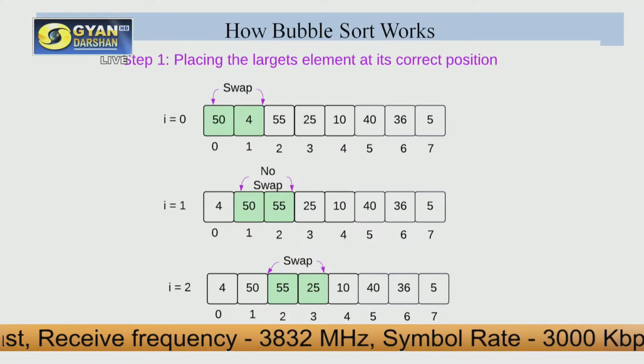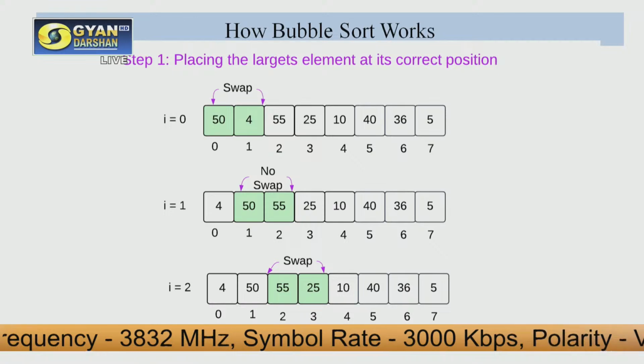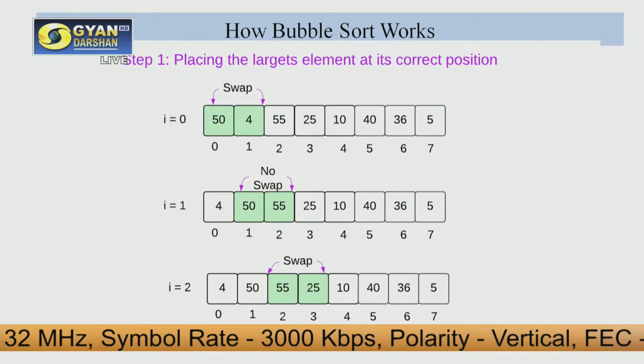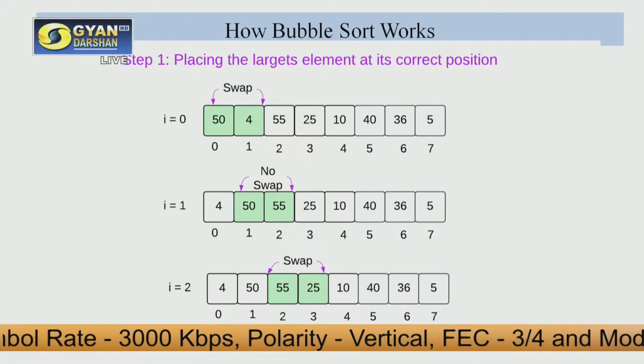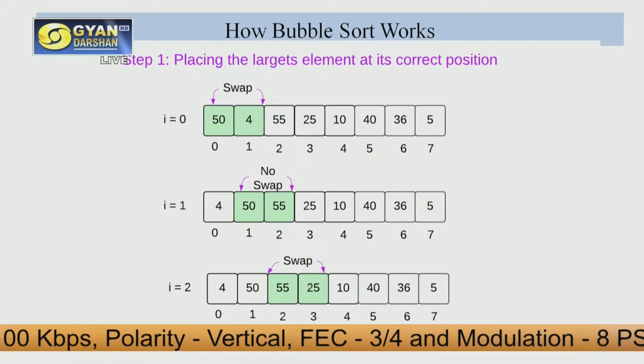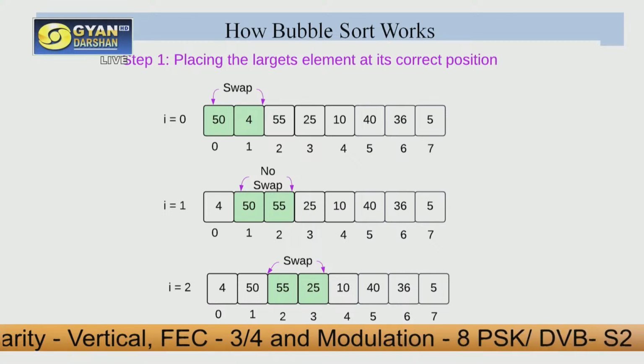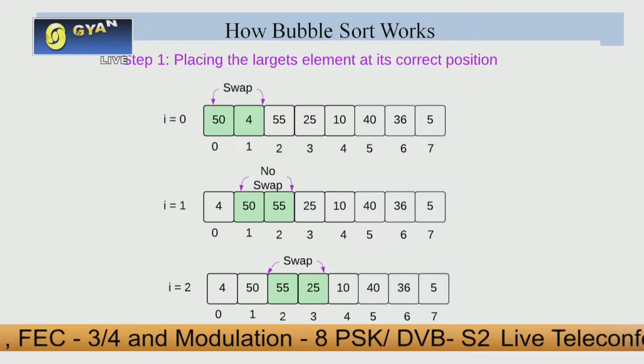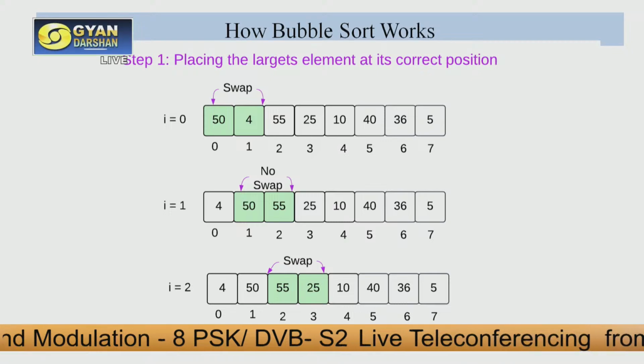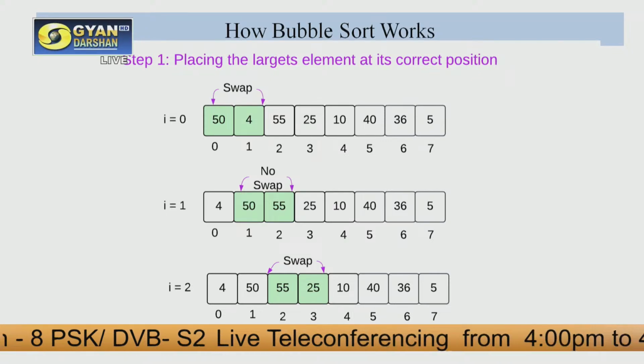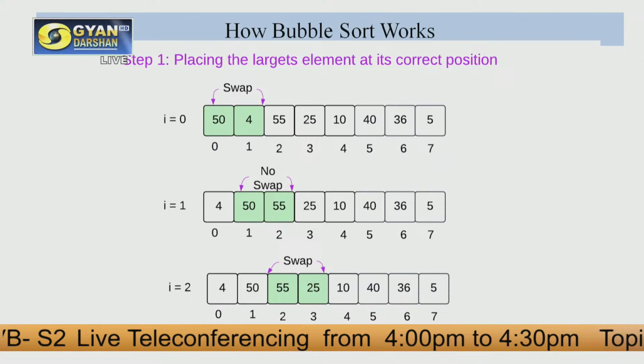That is, first location means index 0, second location index 1. As we know, in an array the indexing starts from 0 till n minus 1. So index 0 means the first location of the array. Once we perform the swapping, 4 will be at the first location, first position, and 50 will be at the second position.